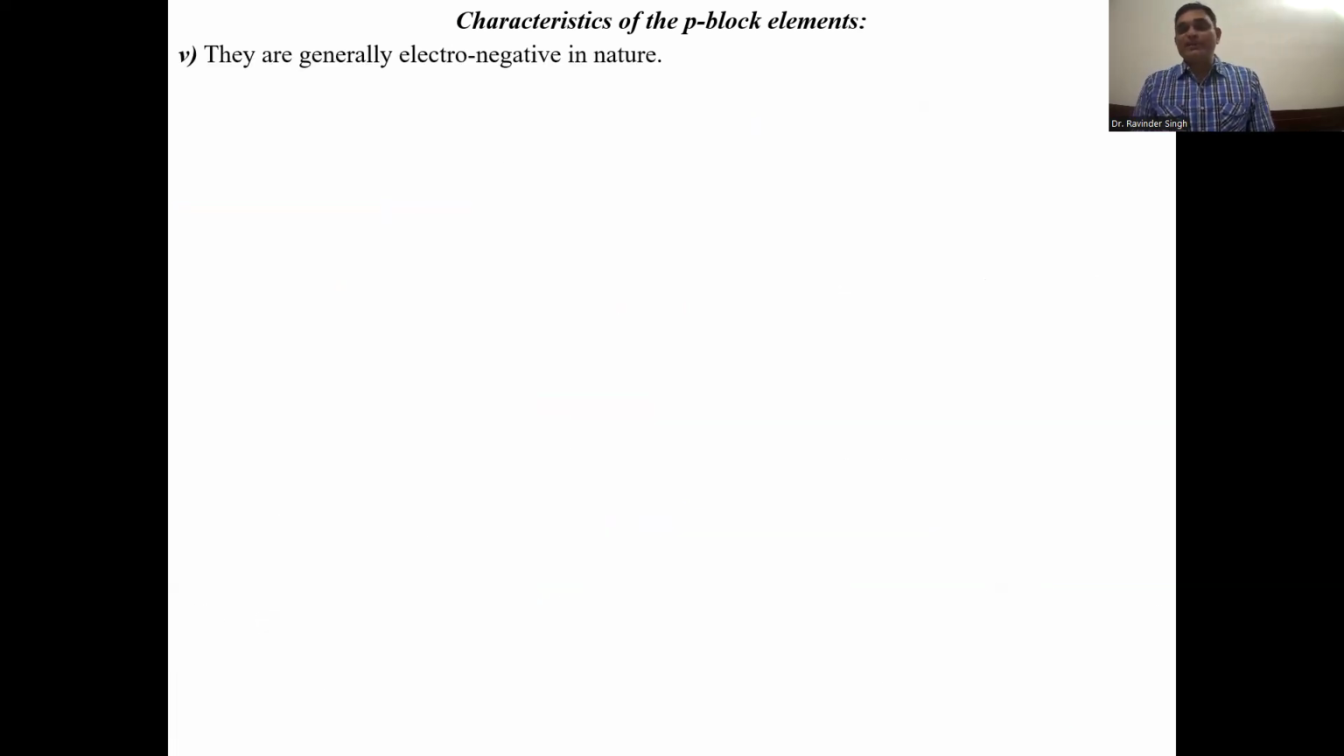Next, they are electronegative in nature. As you have already seen, the s block elements are electropositive in nature. I already told you that all elements except group number 18 are reactive in nature. Means they want to get stabilized. They want to achieve the group 18 like configuration. To achieve that, they can lose electrons, they can gain electrons, or they can share electrons. They can do any one of these tasks.